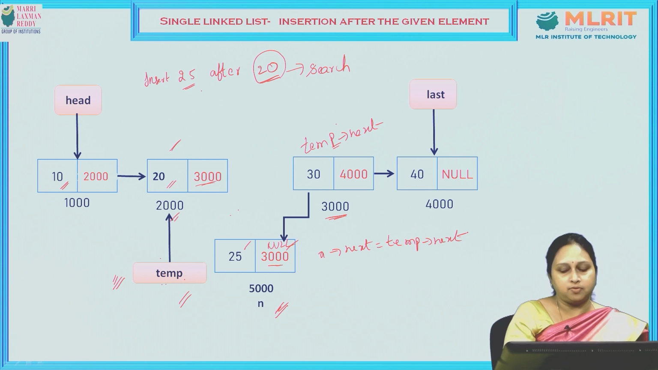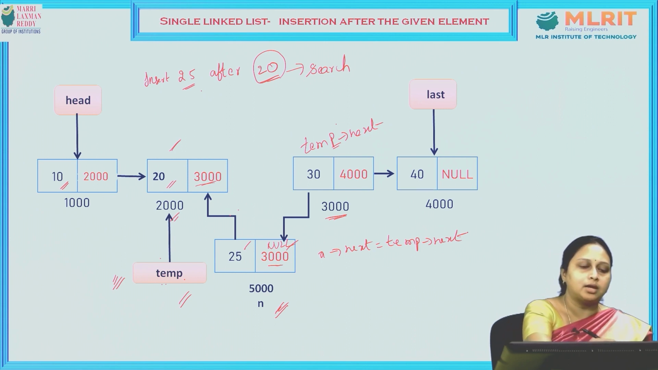This is the statement where we are going to write. Next we are going to connect the n with the temp node. That is nothing but, what is the statement? I can write it here. This is nothing but a temp arrow next.